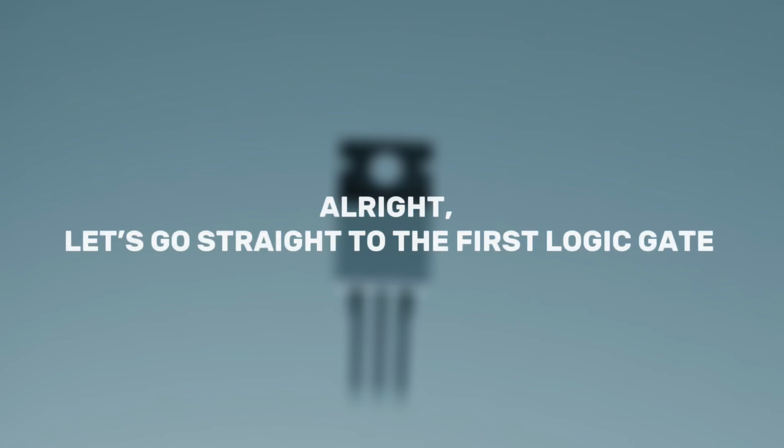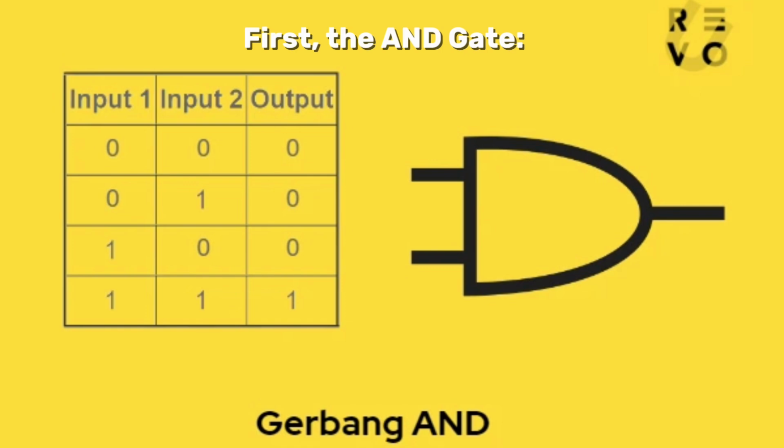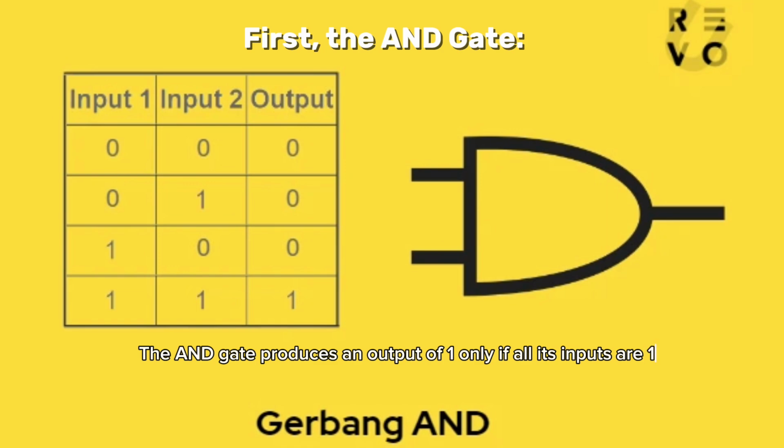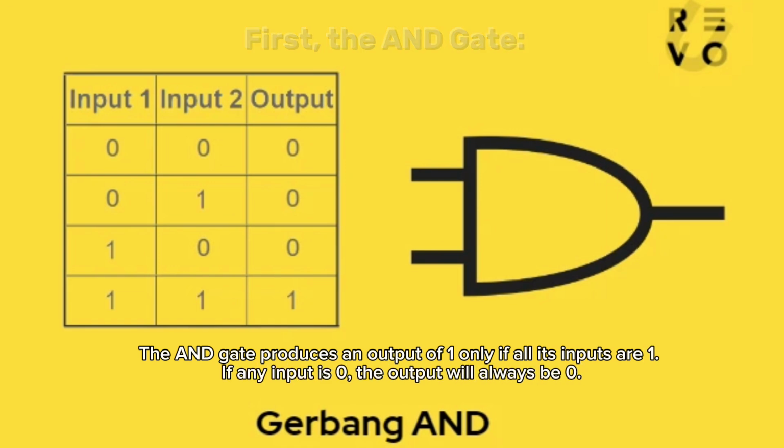Alright, let's go straight to the first logic gate. First, the AND gate. The AND gate produces an output of 1 only if all its inputs are 1. If any input is 0, the output will always be 0.